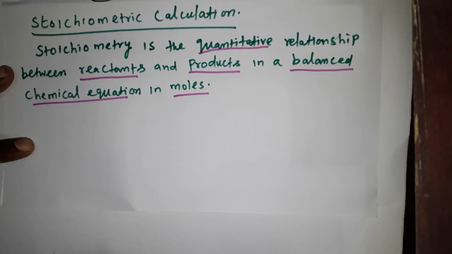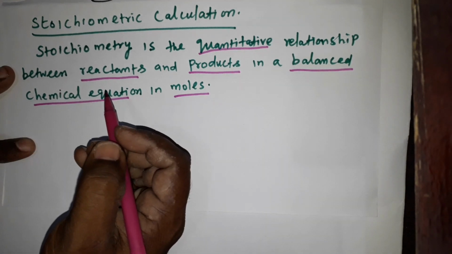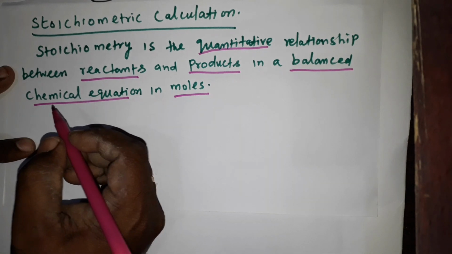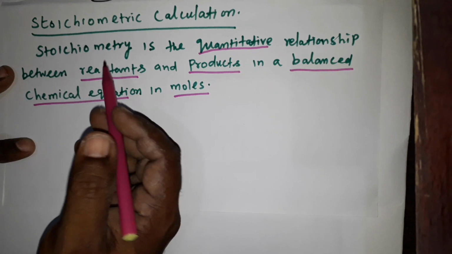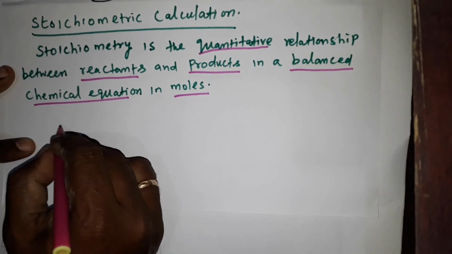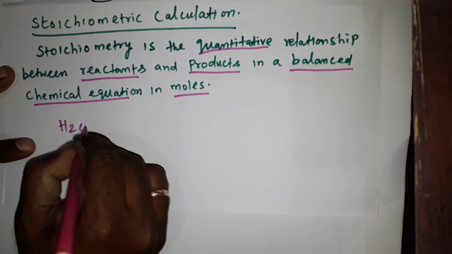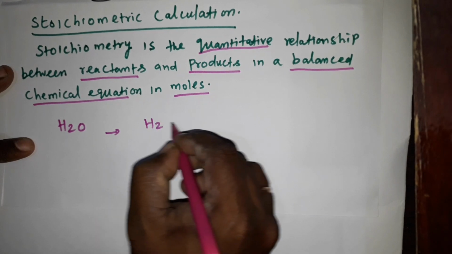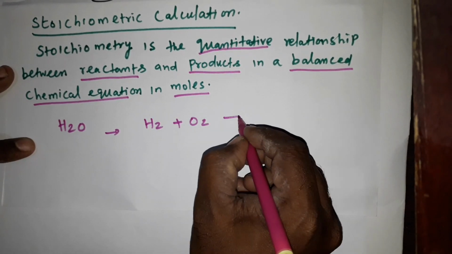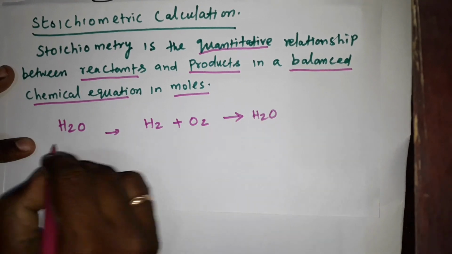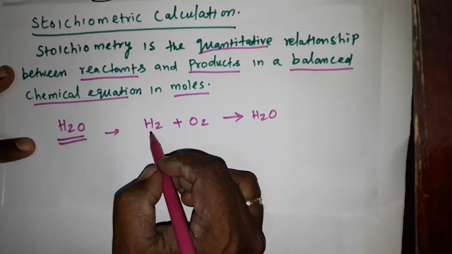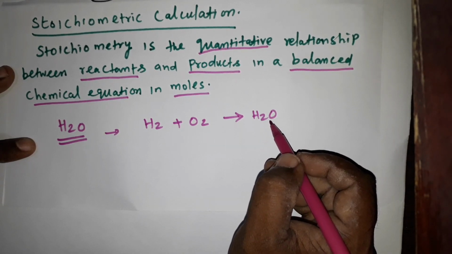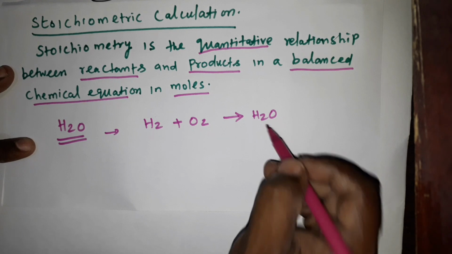Clear? So usually you have to know how to balance the chemical equation, then only you can calculate these stoichiometric calculations. So for example, H2O, how the water is formed? That is hydrogen plus oxygen giving H2O. Okay. So one hydrogen, one oxygen giving one water molecule. But you need to balance the equation.